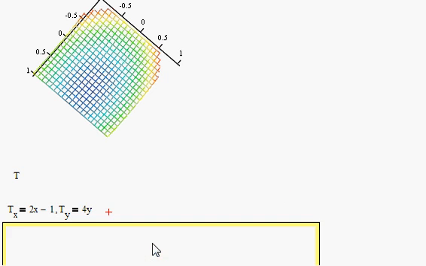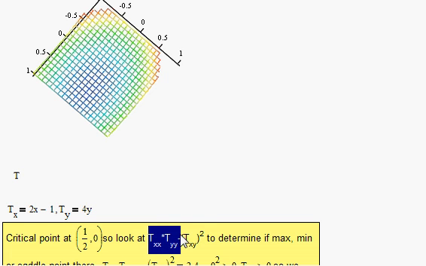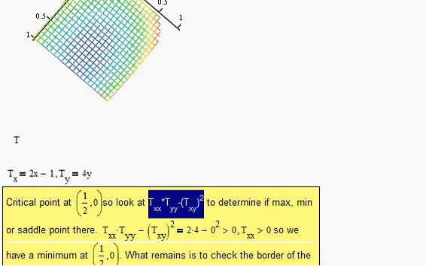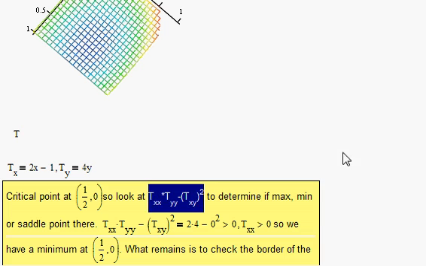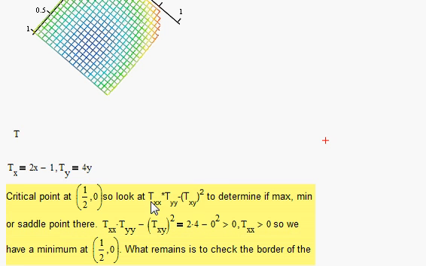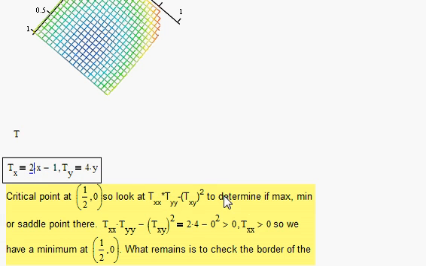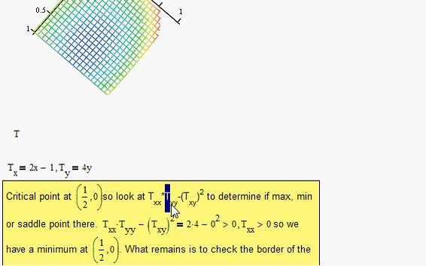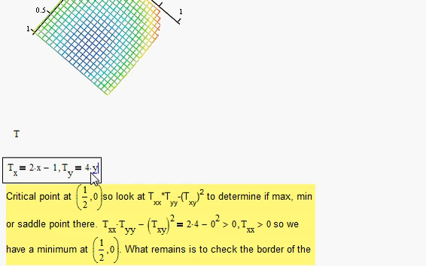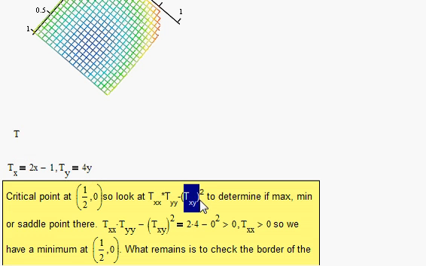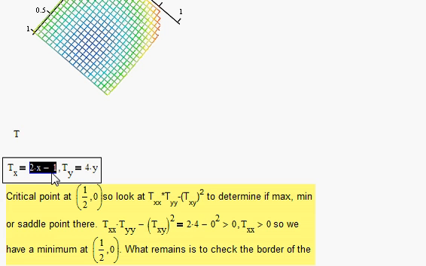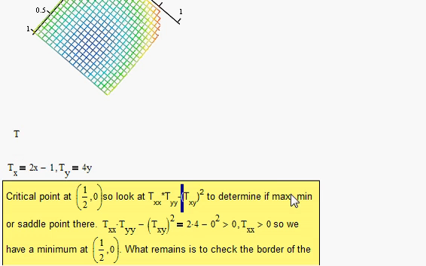Now, we'd like to use that discriminant that involves some second derivatives to determine if it's a maximum or a minimum or a saddle point, or hopefully we'll be able to tell from that. So we need a second derivative with respect to x, which would just be 2. The second derivative with respect to y would be 4. And the mixed partial: the derivative of this with respect to y is 0, the derivative of this with respect to x is 0, so the mixed partial gives us 0.